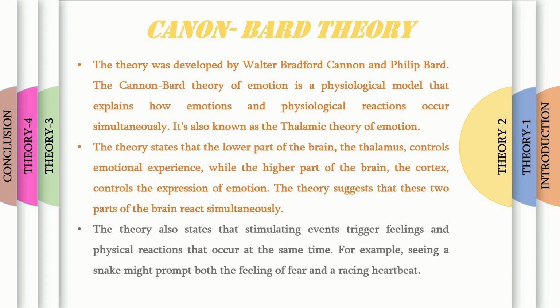The theory states that the lower part of the brain, the thalamus, controls emotional experience, while the higher part of the brain, the cortex, controls the expression of emotion. The theory suggests that these two parts of the brain react simultaneously. The theory also states that stimulating events trigger feelings and physical reactions that occur at the same time. For example, seeing a snake might prompt both the feeling of fear and a racing heartbeat.